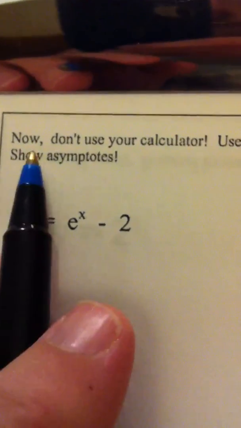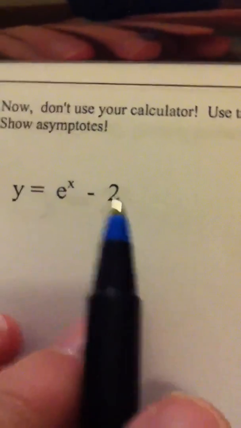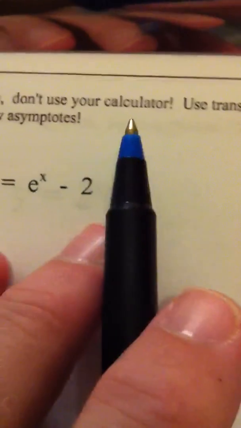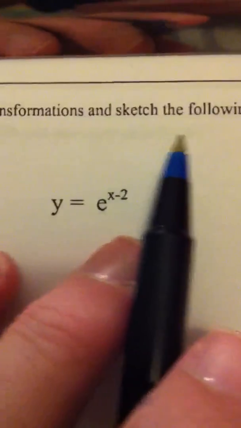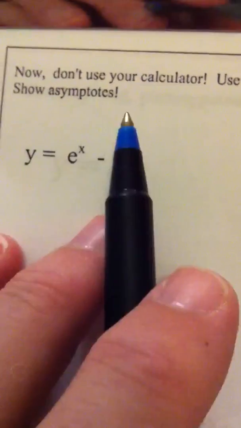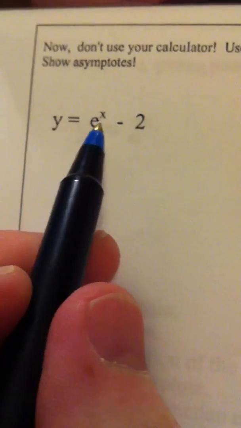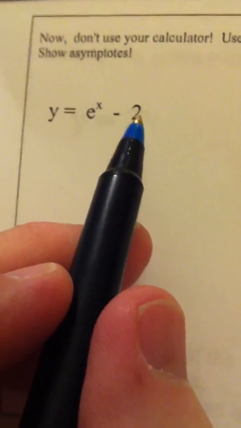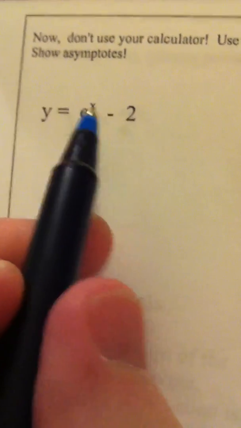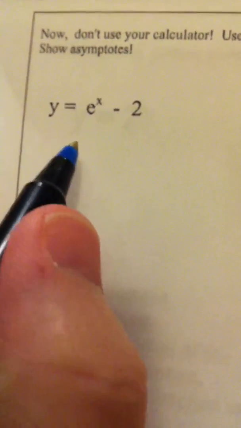Alright, ladies and gentlemen, you needed to have watched the previous video for my explanation to make sense here. But you're asked to not use your calculator, rather use transformations and sketch each of the following, as well as showing the asymptotes. Now, y equals e to the x, minus 2. This minus 2 does not go with the x, which means it affects the y value.